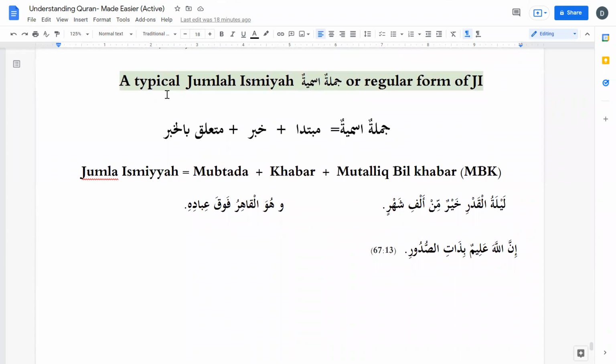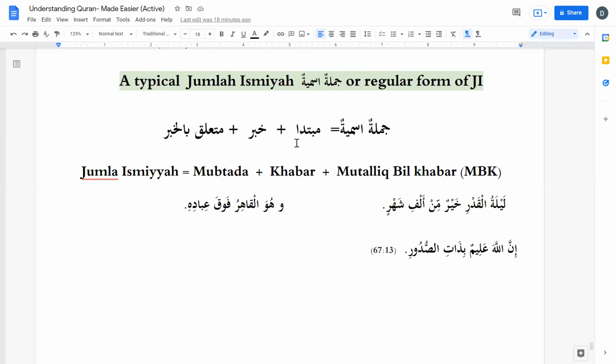And we also learned that in the regular form of Jumlah Ismiyah, we have the sequence in which we have first Mubtada, then Khabar, then Muta'alliq bil Khabar. So normally Mubtada comes first, then Khabar, and then Muta'alliq bil Khabar. But there can be other combinations, other sequences. We can find other sequences that are not regular, or we can say irregular forms of Jumlah Ismiyah.